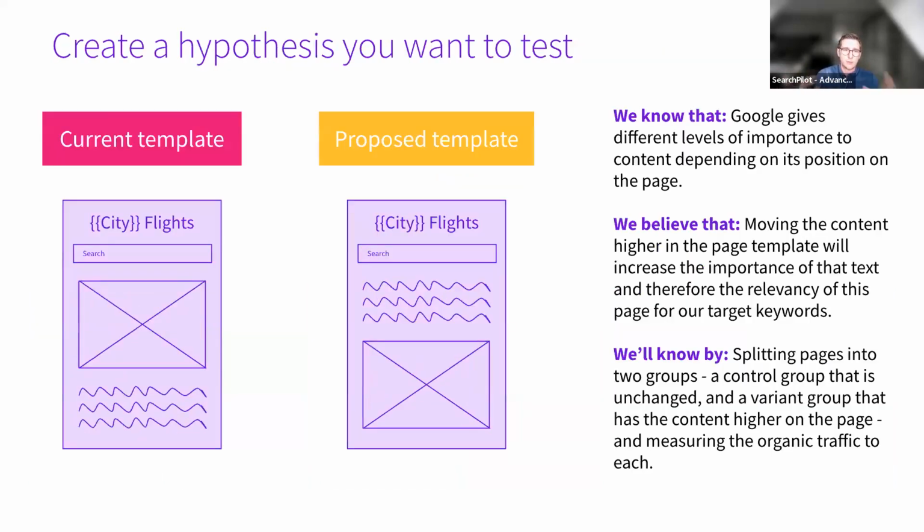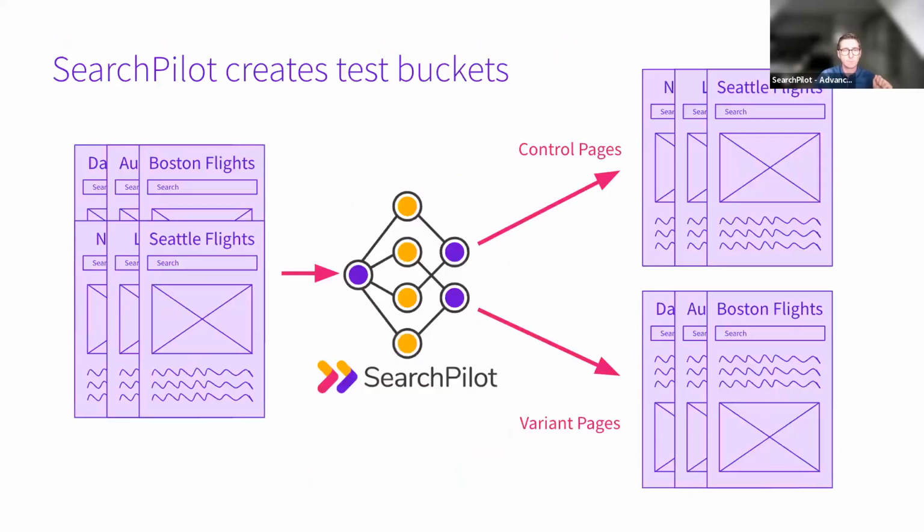So the first thing you do is come up with a test idea. You might, for instance, make a change where you're moving content from the bottom of the page to the top of the page. We then have to decide what pages would be in the control and which ones will be the variant pages. Now, a couple of things to mention here.